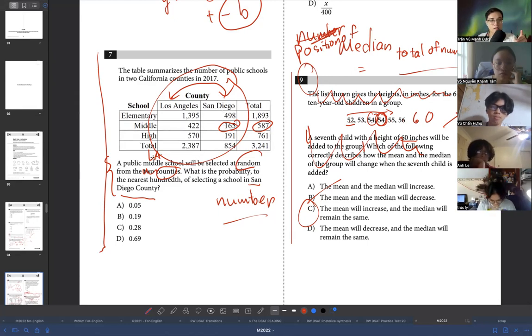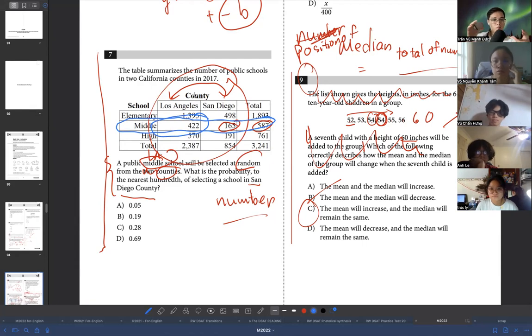But they are talking about the middle school, so this is narrowing down. You have the biggest population in 2 counties, but in middle school, so you narrow them down into the middle school. If I say Los Angeles, this is further narrowed down into this section. If I ask the probability of selecting a school in San Diego, it means that will be 0%, because this is the biggest population and San Diego is out here.